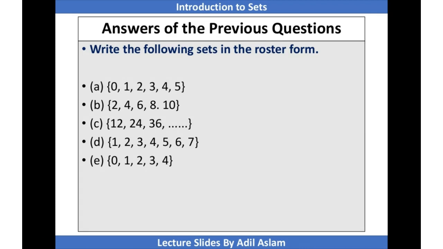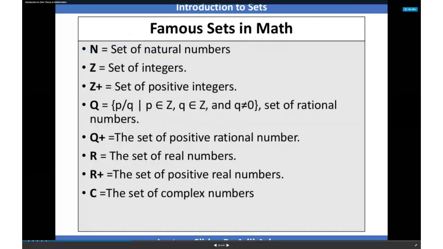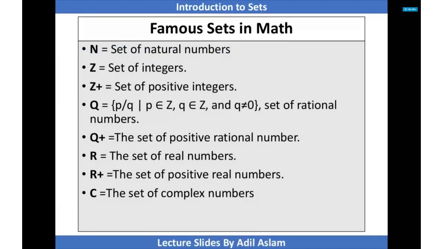Okay, so those are the answers to the previous questions. Now, those are the known mathematical sets. I was mentioning N as the set of natural numbers. Z is the set of integers. Z plus is the set of positive integers. Q is the set of rational numbers. Q plus is the set of positive rational numbers. R is the set of real numbers. R plus is the set of positive real numbers. Then C is the set of complex numbers.